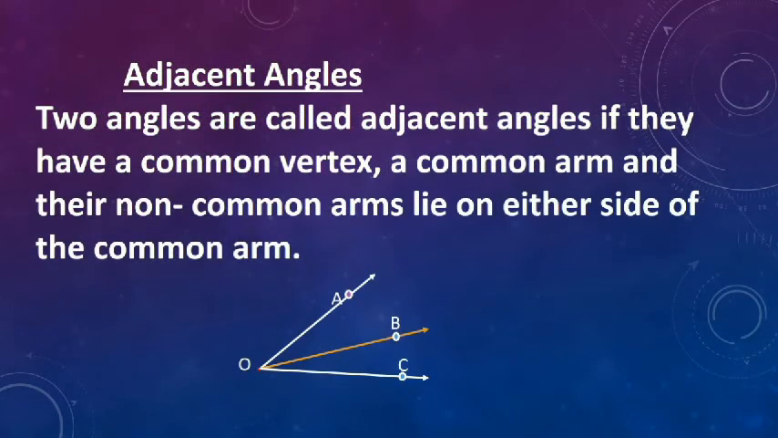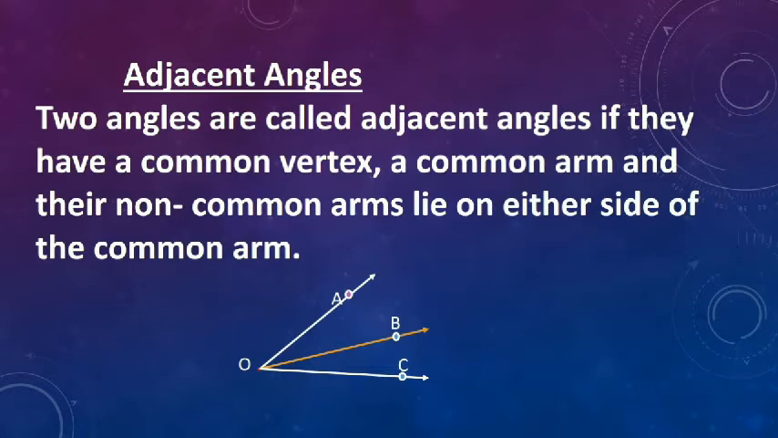Now let us see what are adjacent angles. Two angles are called adjacent angles if they have a common vertex, a common arm, and their non-common arms lie on either side of the common arm.